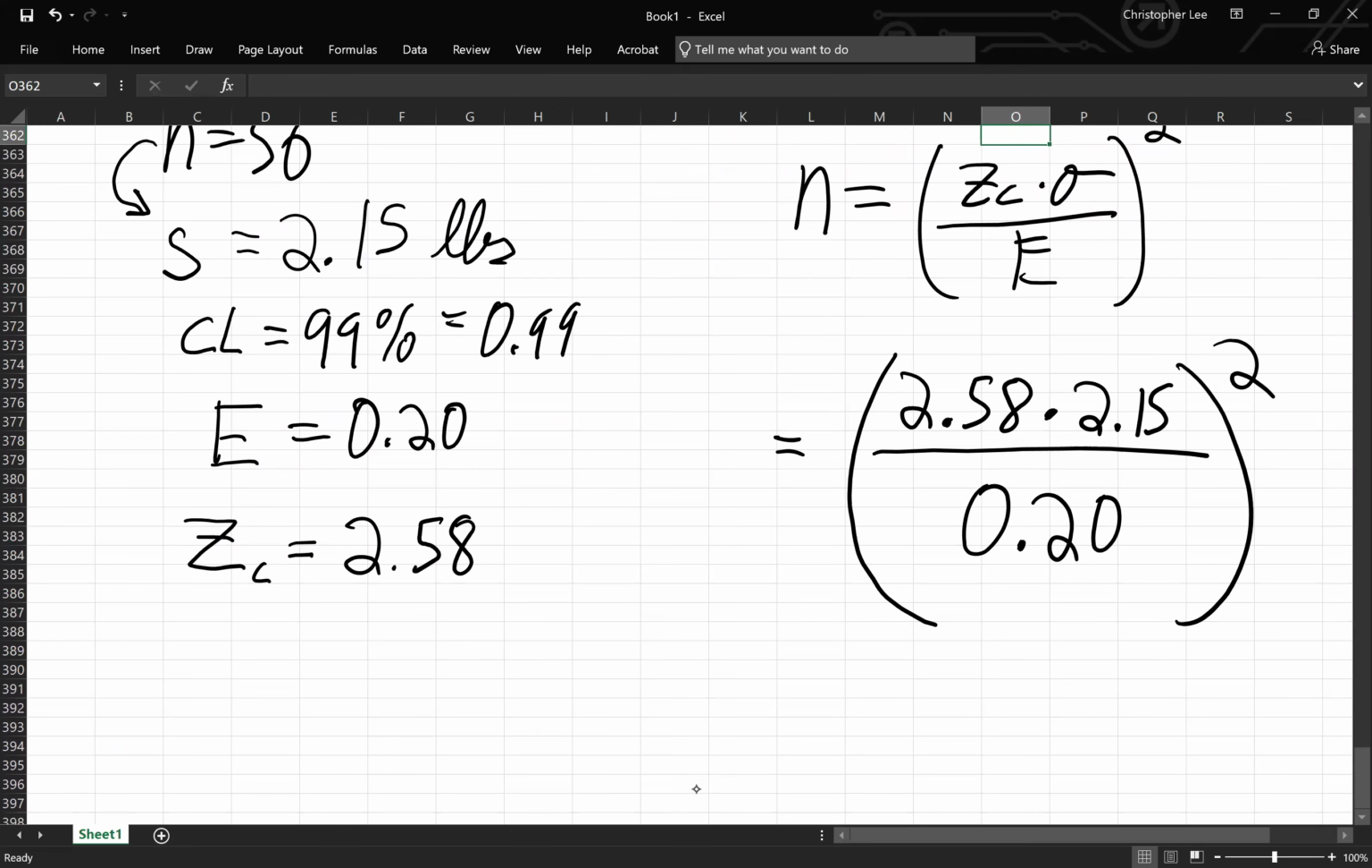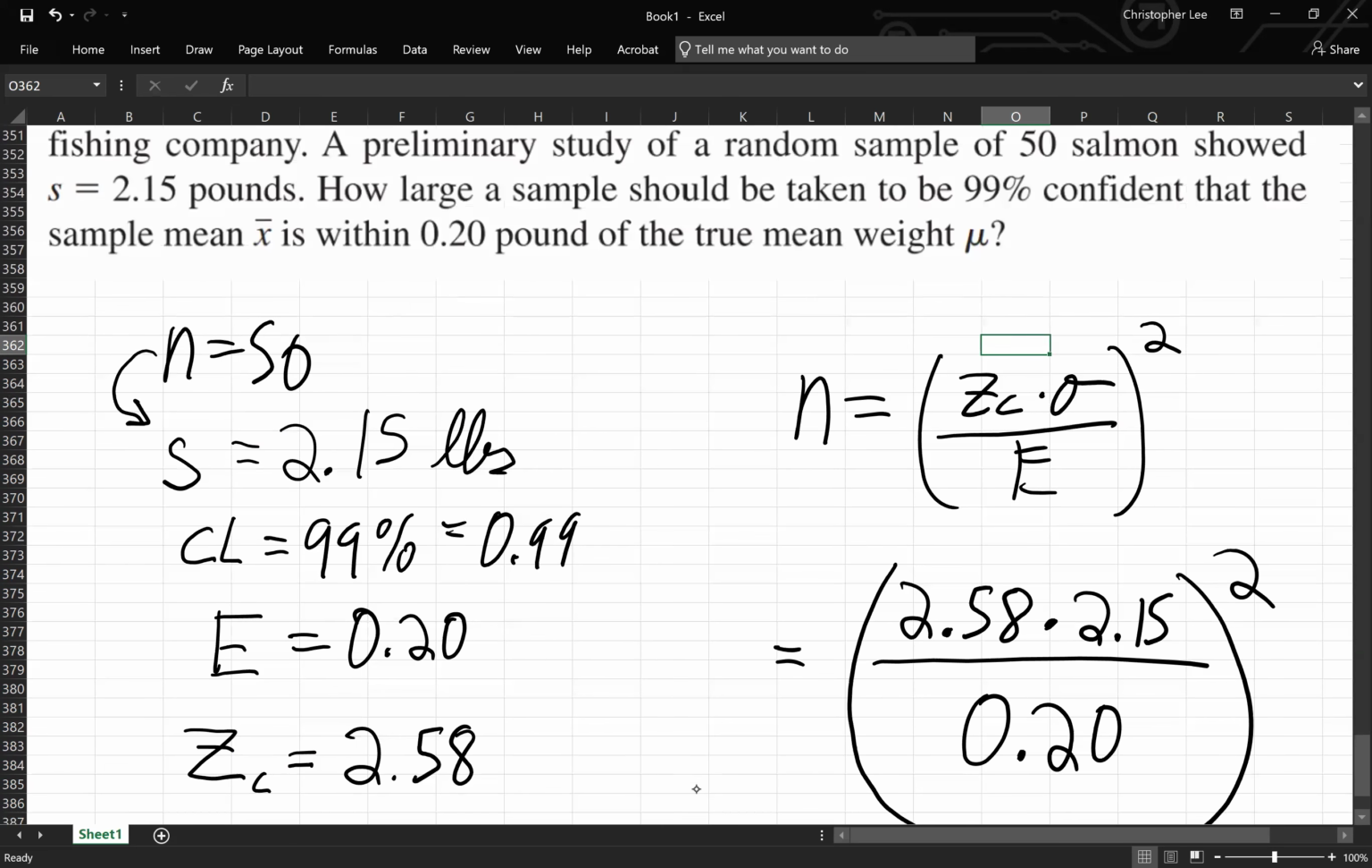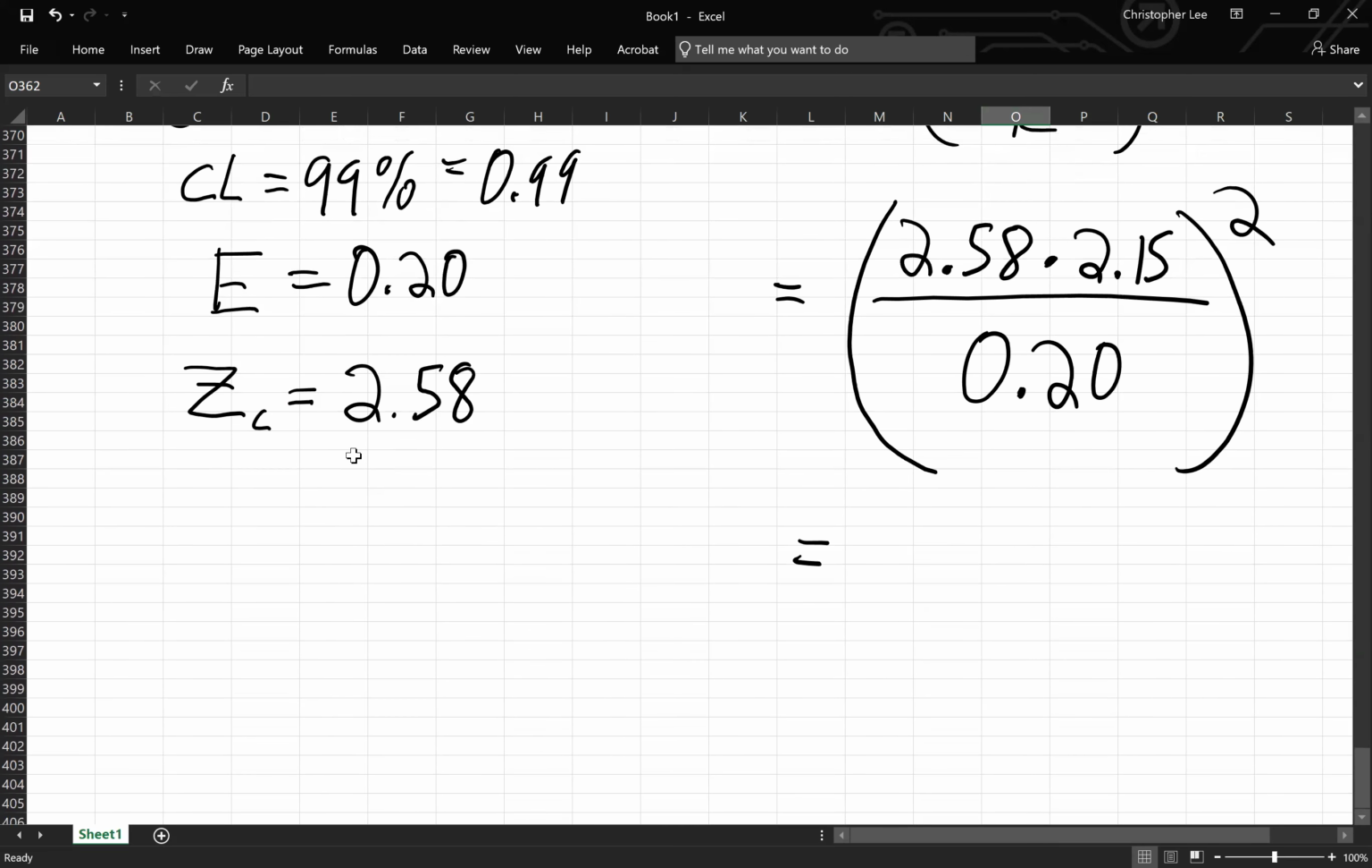It's the sample standard deviation. I needed to see that 50 so that I understood I could treat this sample standard deviation as sigma. This sample size of 50 right here, for the 50 salmon. It's because I took 50 salmon that I could treat the sample standard deviation as sigma, right? Because of the n.